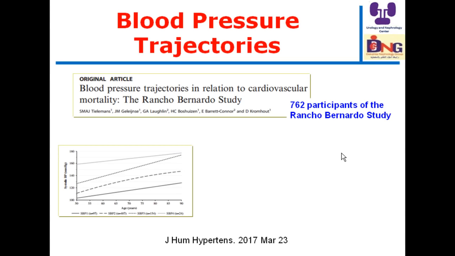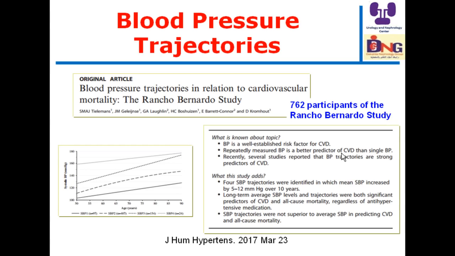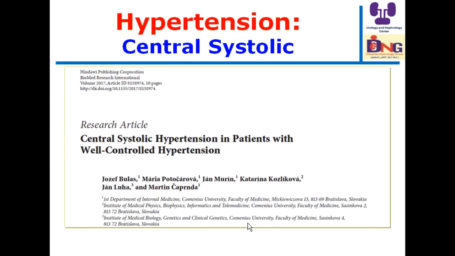Each 20 millimeter of mercury increment in average systolic pressure was associated with 1.4 times greater cardiovascular mortality and 1.2 times all-cause mortality. So this is what is known about the topic, and what this study added is that systolic blood pressure trajectories were not superior to the average systolic blood pressure in predicting cardiovascular disease and all-cause mortality. This means we need to refine our tools to know blood pressure even more.